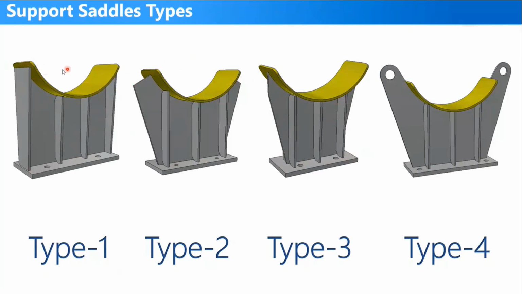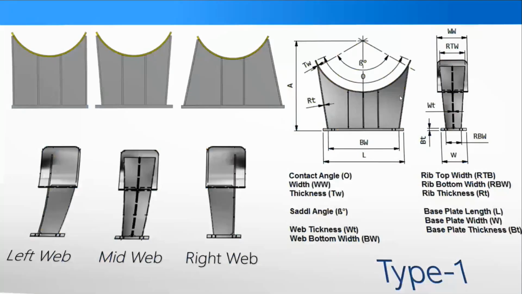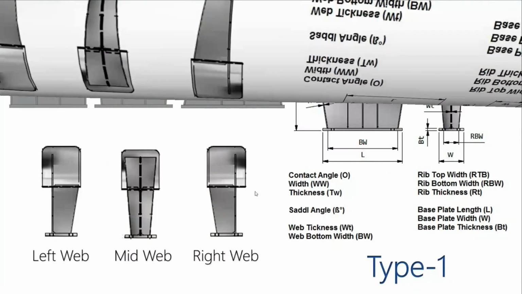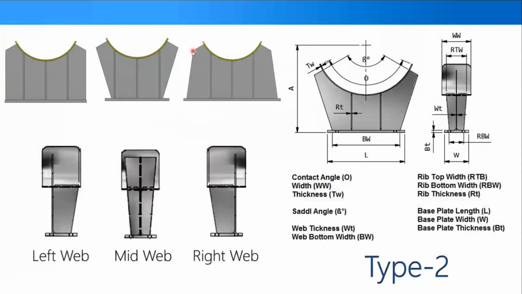Another type has a lifting lug. So for the first type, you have 3 different cases. You can make the web at the left, at the middle, or at the right side. You can control the bottom width of the web, so you can make this web with straight sides. You can make it with a narrow width like that, or a wide bottom width like that. The same options apply for the other types of saddle. Here you have a straight edge.